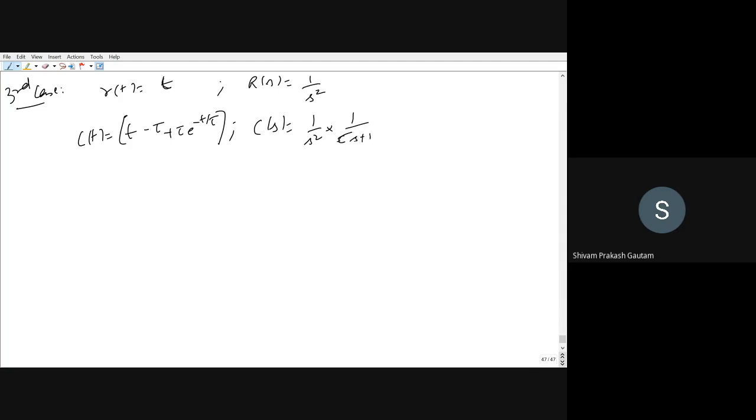Why am I writing it directly? You can see C upon R is this much, and I have taken R to this side, so this will be equal to R(s) into C(s). Are you getting my point? If you do the partial fraction and calculate the inverse Laplace transform, you will get this function. Is it okay?